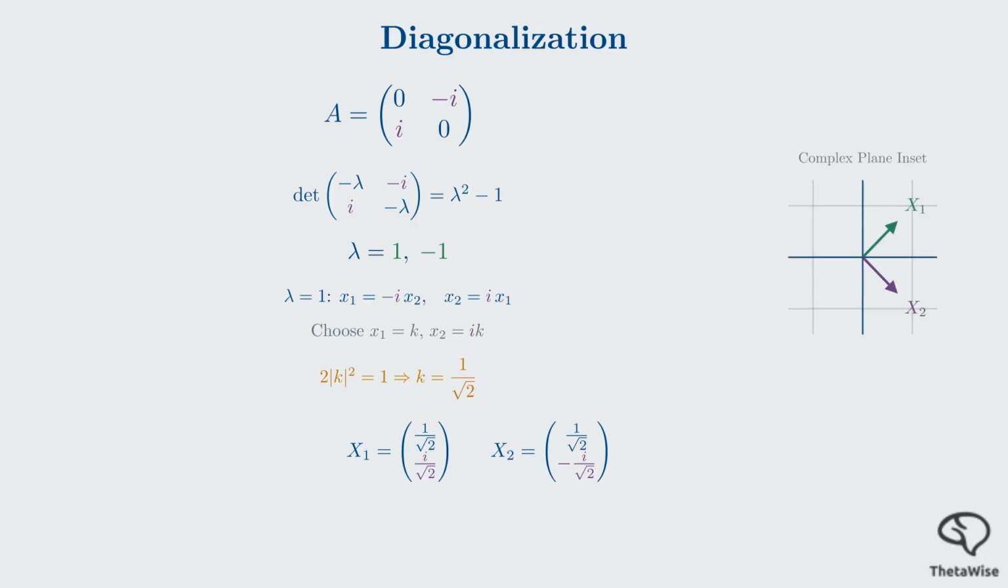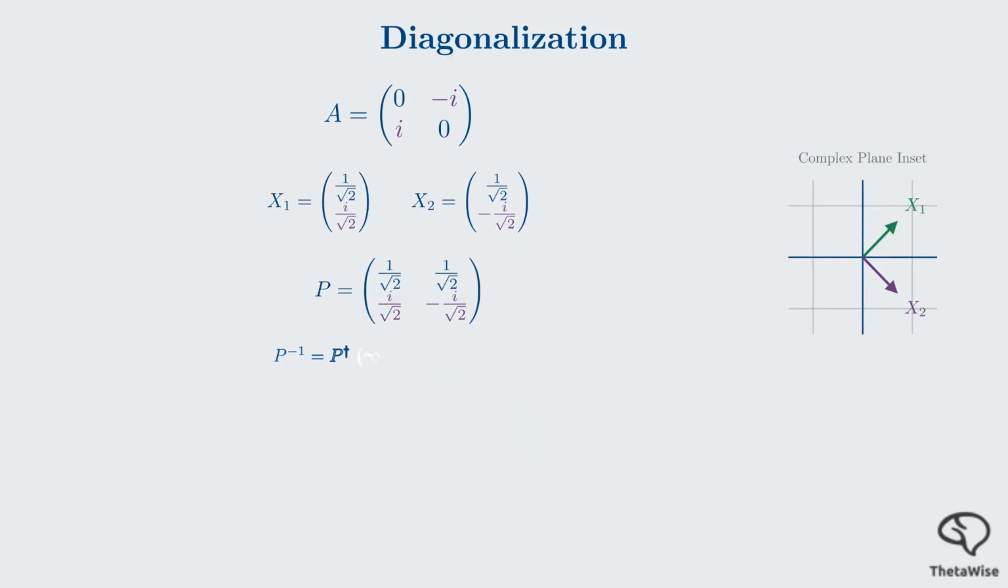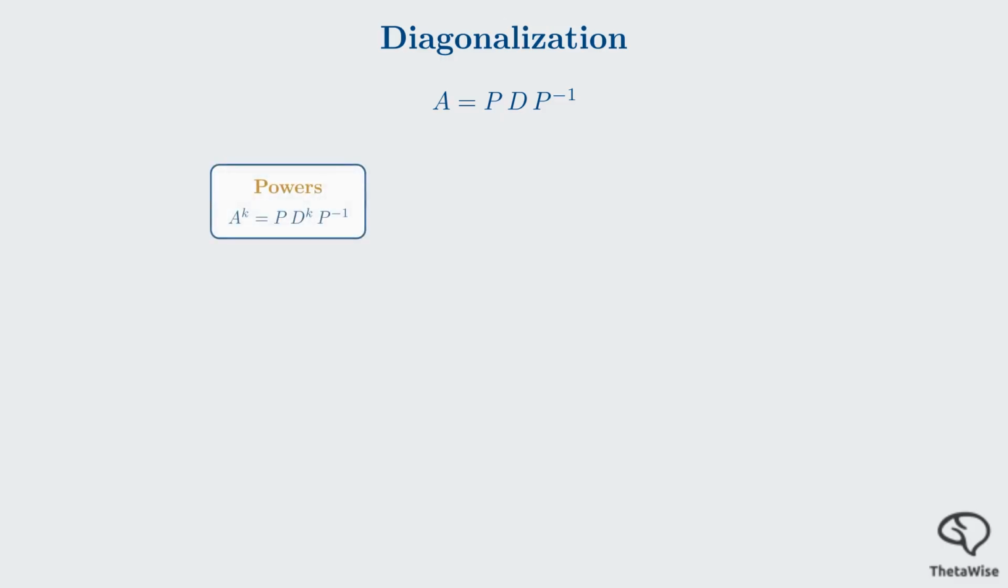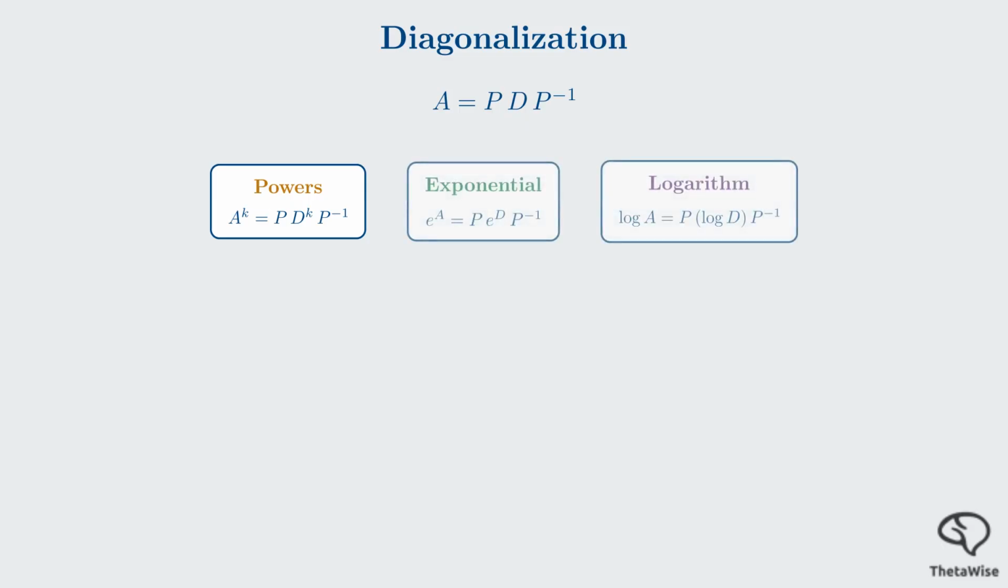Put them into P. Its inverse is the conjugate transpose because these columns are orthonormal, and P inverse A P equals the diagonal matrix [1, 0; 0, 1]. Once A equals P D P inverse, powers become A to the k equals P D to the k P inverse. The same change of basis gives exponential A equals P exponential D P inverse, and logarithm A equals P logarithm D P inverse whenever the logarithm is defined.